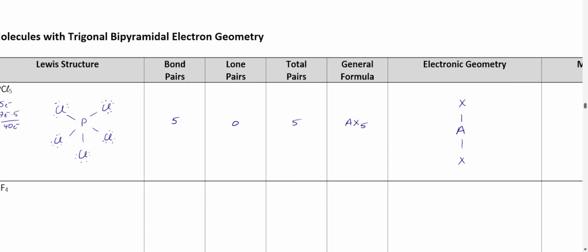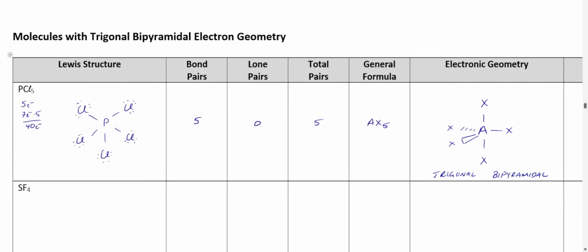whereby you have an X coming above and below, this coming forward, and all of this is sitting on a trigonal planar plane, right? So this right here is all in one plane. I'll sketch it out for you right here. This is all one plane right there, and then you have the X coming above and the X below. So we call this trigonal bipyramidal.